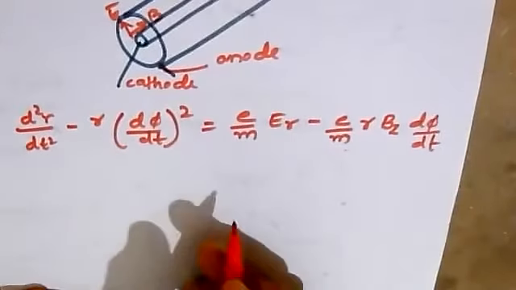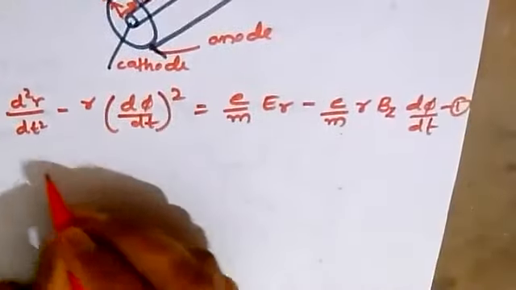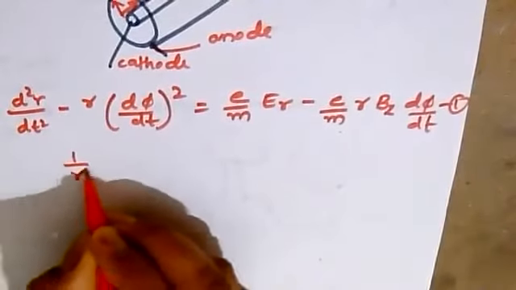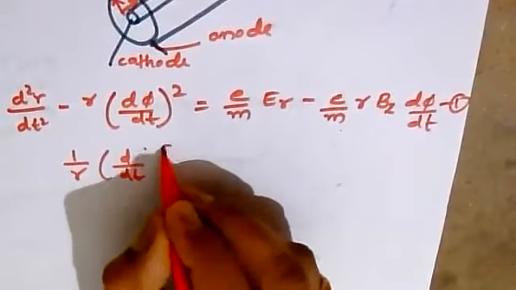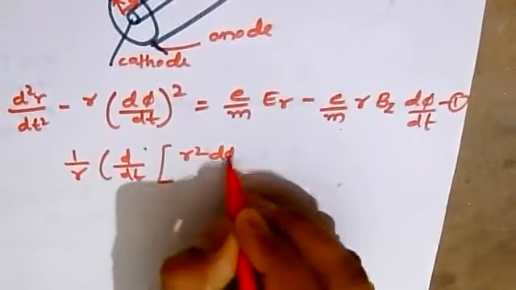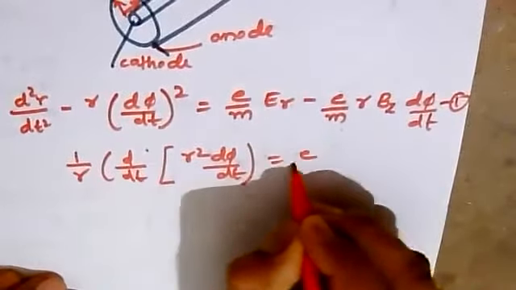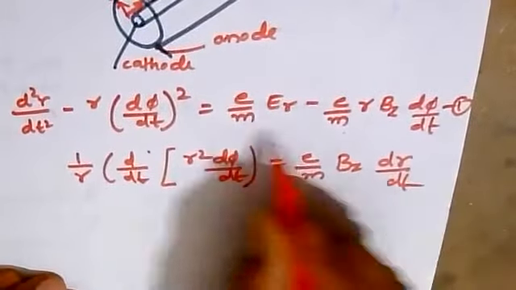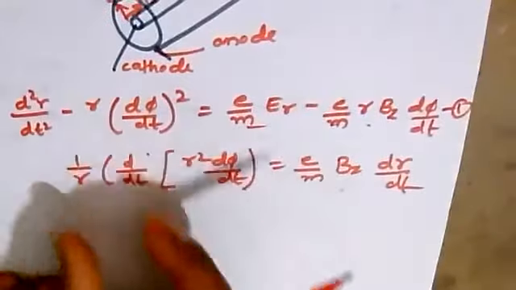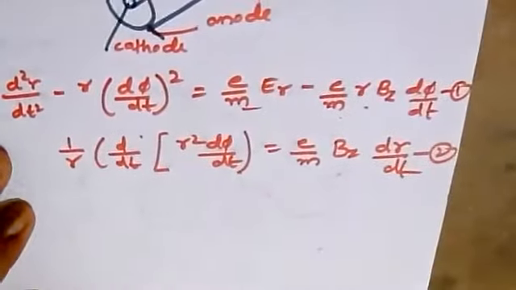Now it is very simple. Let this be equation 1. Similarly, we get it in a more simplified manner as 1 by r d by dt of r square d phi by dt, which is equal to E by m Bz. I have taken this as common, simplified it, and written it in a standard form over here, and this will be equation 2.